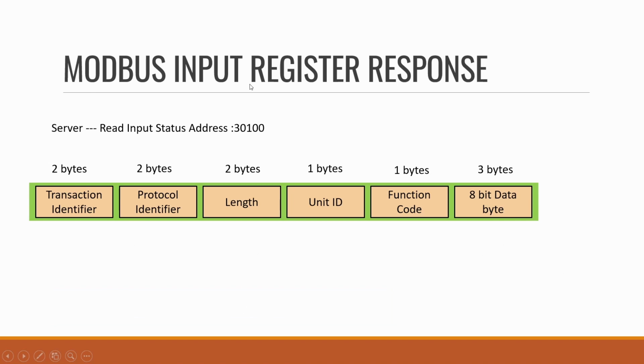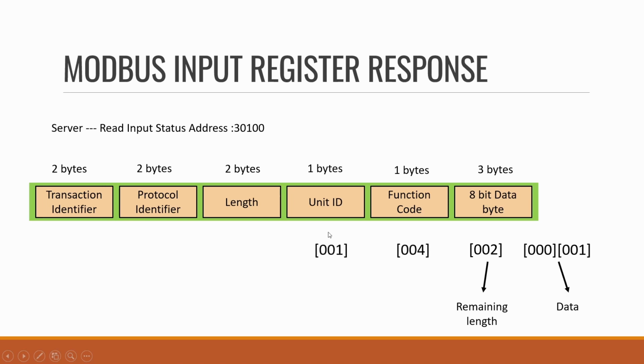And what will the input register response be like? So this will be the server response. So here you have the data. So this is a 16-bit register. So you have a 2 byte representation of data here. This is the remaining length. Here you have the function code. This is your unit ID. This is the length of the remaining frame, which is 5. And here you have the protocol identifier, which is 0, and this is your transaction identifier.